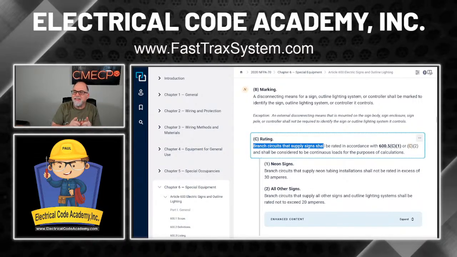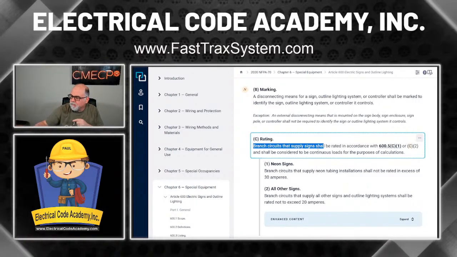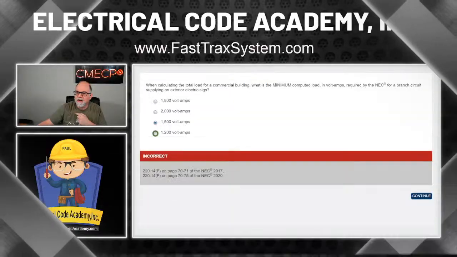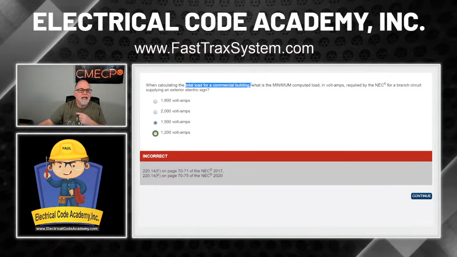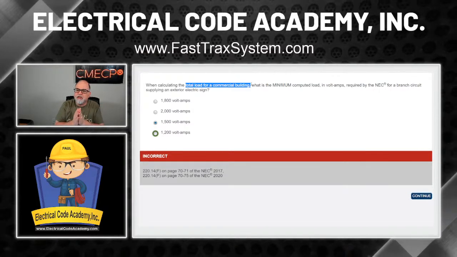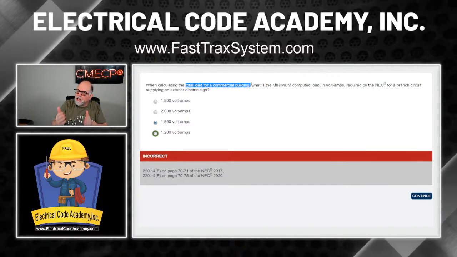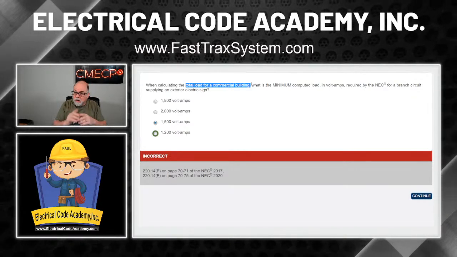What did our question say? Very focused, very focused. Go back to the question. The question said, when calculating the total load of the commercial building, it had nothing to do with the branch circuit. It had to do with the overall calculated load. And that comes from Article 220. It wasn't the branch circuit.